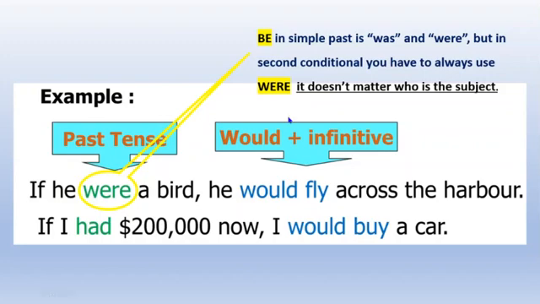Okay, and don't forget your past sentence plus your would and your verb in infinitive. If I had 200,000 now, I would buy a car. Okay?